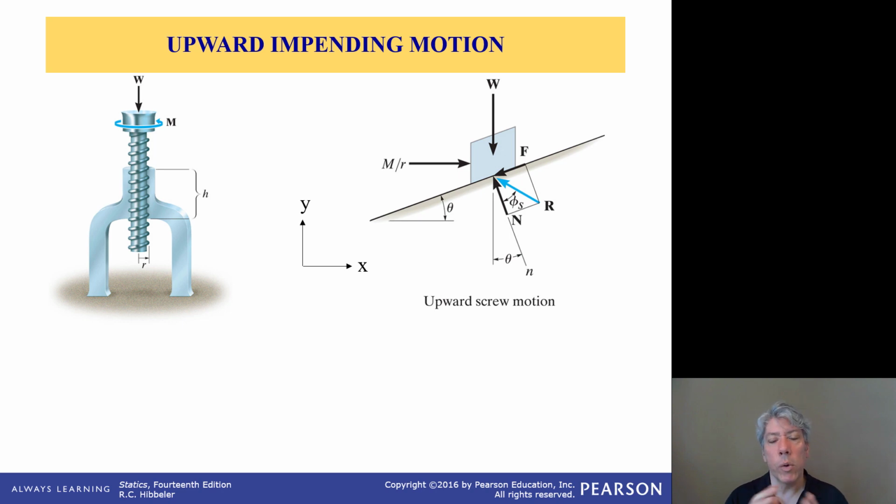Now, we're going to combine this friction force and normal force into a resultant R that is shown as a blue arrow because it's easier to conceptualize and understand if we do that. Now, the friction force itself is equal to the friction coefficient times the normal force in this case, because notice we're qualifying this and saying this is upward impending motion.